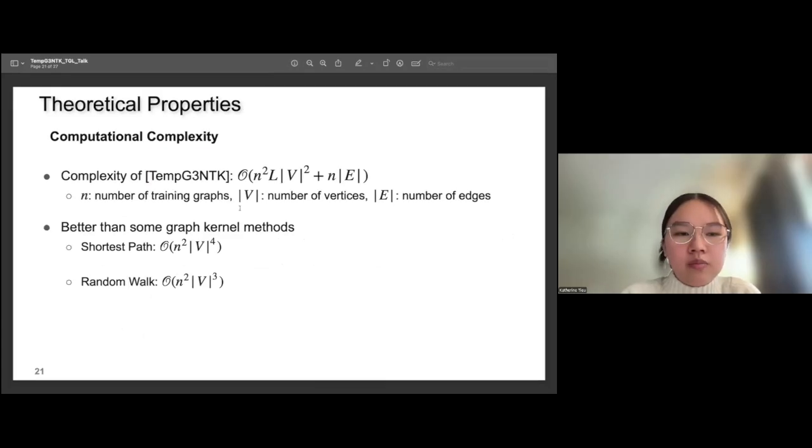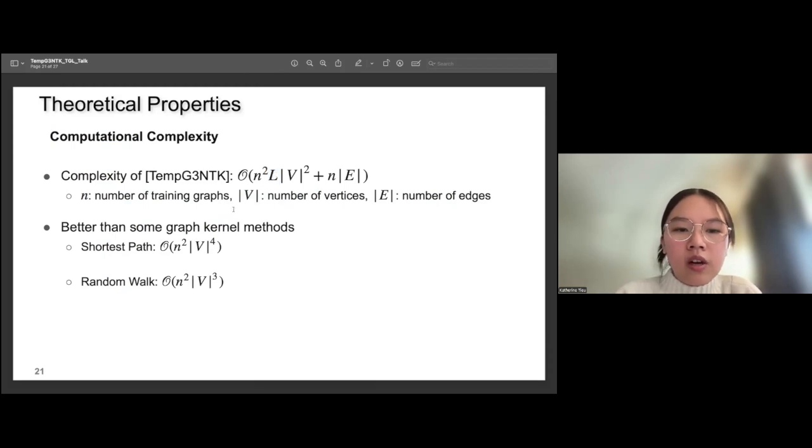Next we come to the computational complexity. In our paper, we also show that our complexity is actually better than some well-known graph kernel methods, which are shortest path and random walk. Overall, the computational complexity depends on three factors: the number of training graphs, the number of vertices in the temporal graph, and the number of edges in the temporal graph. And L over here is the number of MLP layers used in our framework.